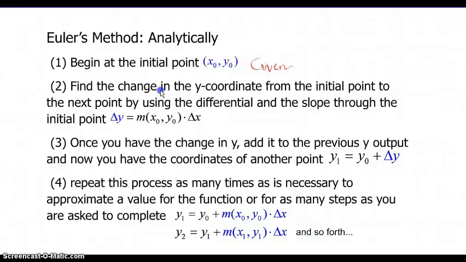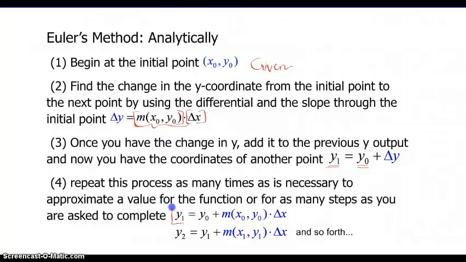The next thing you're going to do is find the change in the y-coordinate from that initial point by using the differential or the derivative, dy dx, and the slope through that initial point. So we're going to find the slope and evaluate it at this x value and that y value. Then we're going to take that result and multiply it by one step size. That's what a change in x will be here. So once you have the change in y, all you need to do is add it to the previous y value, and that gives you your new y value. You'll repeat the process as many times as is necessary to approximate the value for the function, or for as many steps as you're asked to complete.